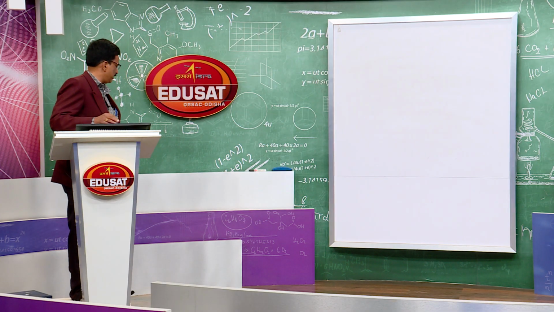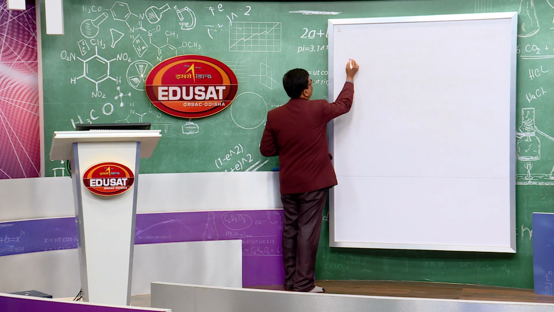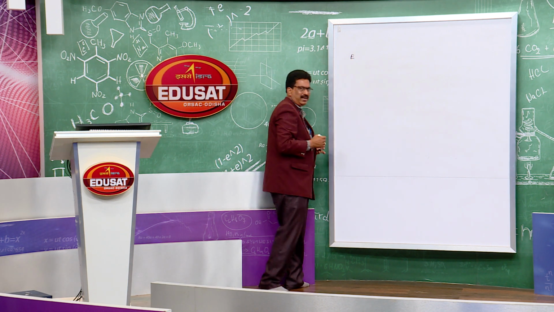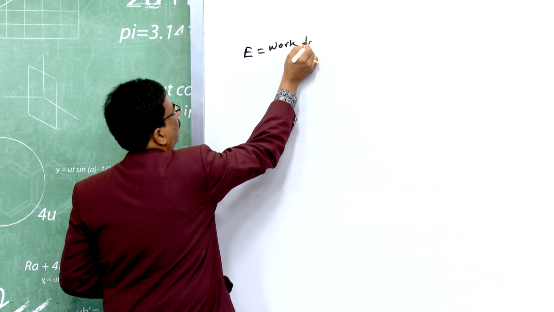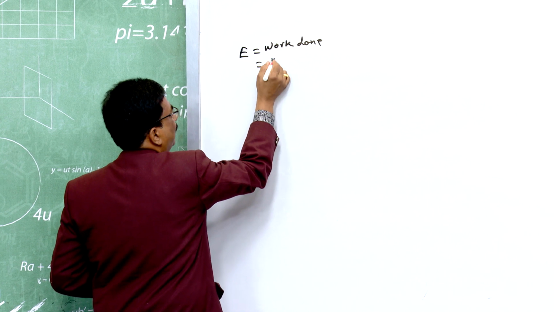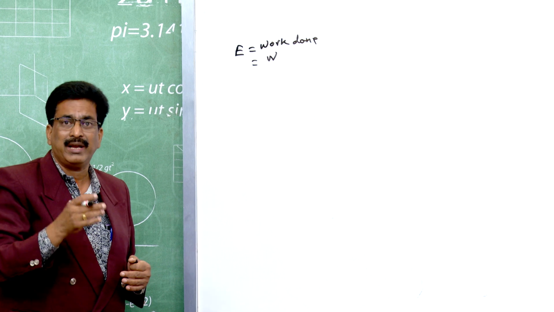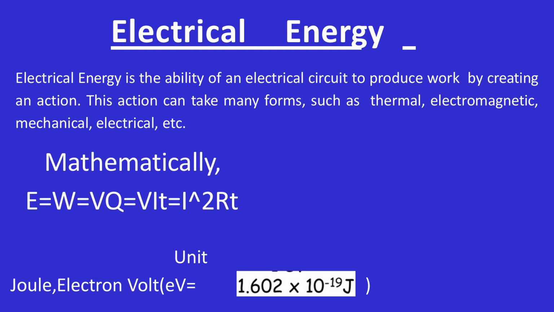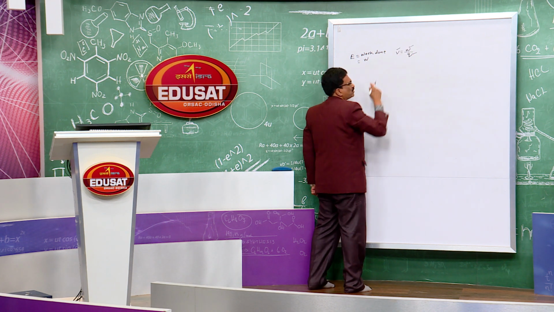Now the mathematical one. Energy, E, is nothing but the work done, so work done is equal to W. And this work is done due to the electrical system, so how it is related to the electrical system, we have to discuss. We know that V is equal to W by Q. W means work, Q means charge, V means potential.